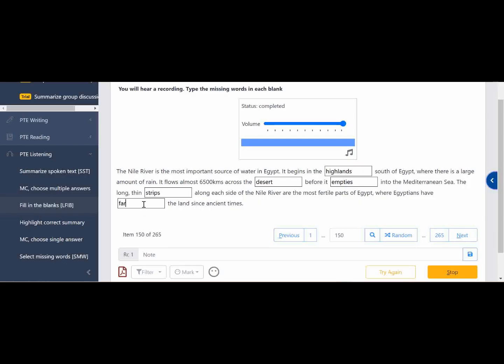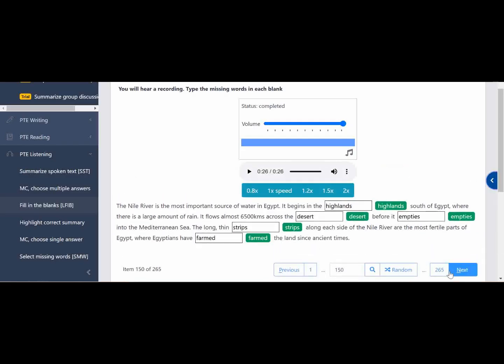And next is farmed. So first one is highlands, desert, before it empties, then thin strips, and last one is farmed. So let's check the answers. So these are the answers. Do proofreading. So you will get paragraphs like this in the final PT exam, and you can check the distance between two blanks is very less. So you will get the same lines.